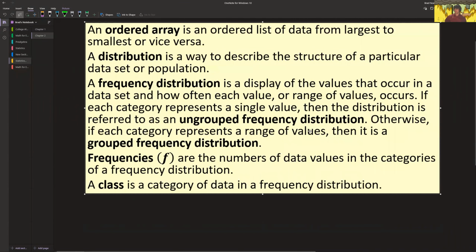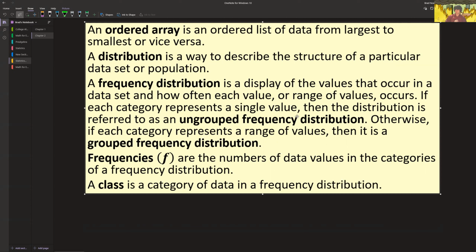An ordered array is an ordered list of data from largest to smallest or vice versa. So it is simply our data that we have sorted. If you go into Excel, for example, and you have all the data, you can just highlight the column that you're in and then sort A to Z. And then that would give you an ordered array. A distribution is a way to describe the structure of a particular data set or population.